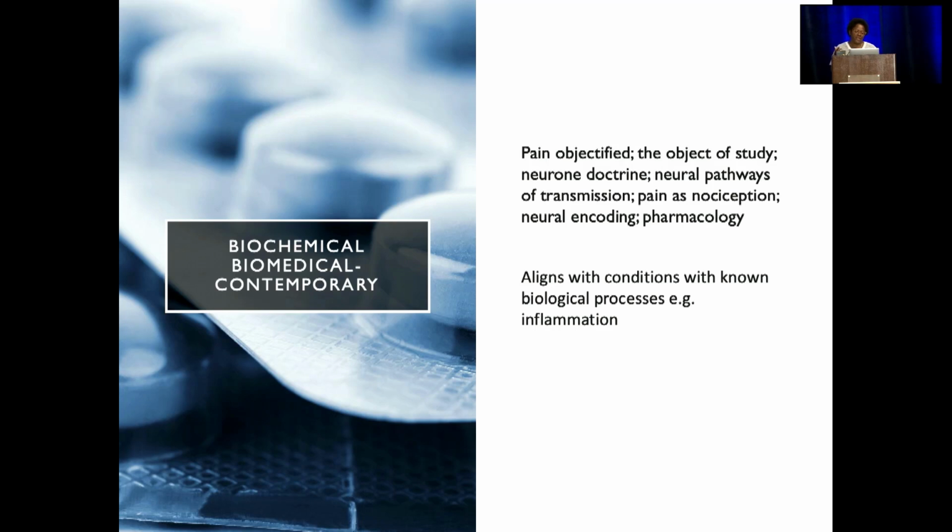Graham goes on to say that even within biomedical, there's a split, because there's also a biochemical ontology, where pain is a biochemical entity. In this practice or ontology, pain is objectified. It is the object of study. We've already heard about this neurocentrism, or what other people have called the neuron doctrine. We focus on neural pathways of transmission. Pain is mostly about nociception and neural encoding, and the focus of treatment is usually pharmacological. This aligns with conditions which have known biological processes, such as inflammation, things like rheumatoid arthritis, for example.